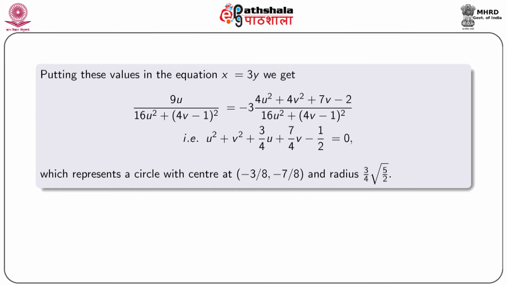So, putting these values in the equation x = 3y and simplifying, we obtain U² + V² + (3/4)U + (7/4)V − 1/2 = 0. Obviously, this equation represents a circle having center at (−3/8, −7/8) and radius equal to (3/4)√(5/2).